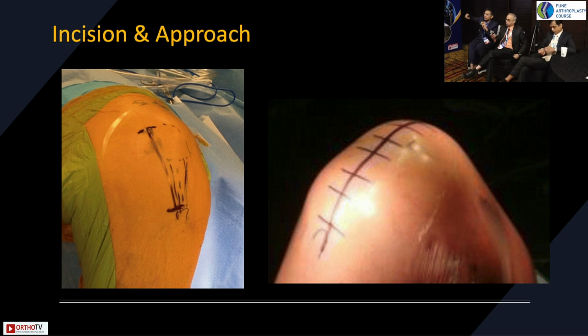So do you recommend a standard approach, or do you extend the knee? If the osteophyte is bigger, then you may extend somewhat. Is your skin incision medial parapatellar, or oblique, dead center? Okay, you take the oblique incision.